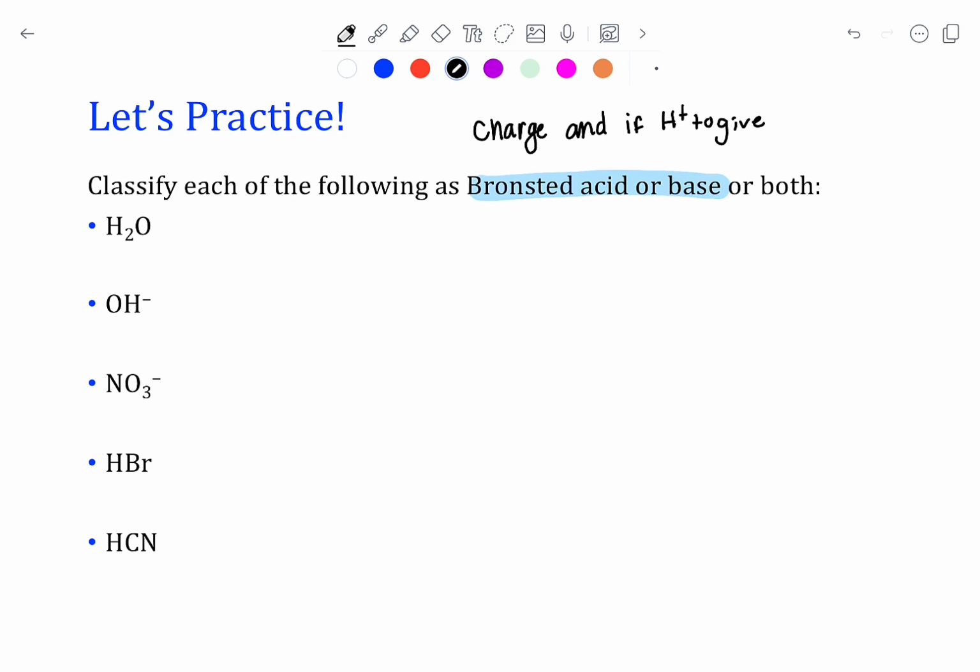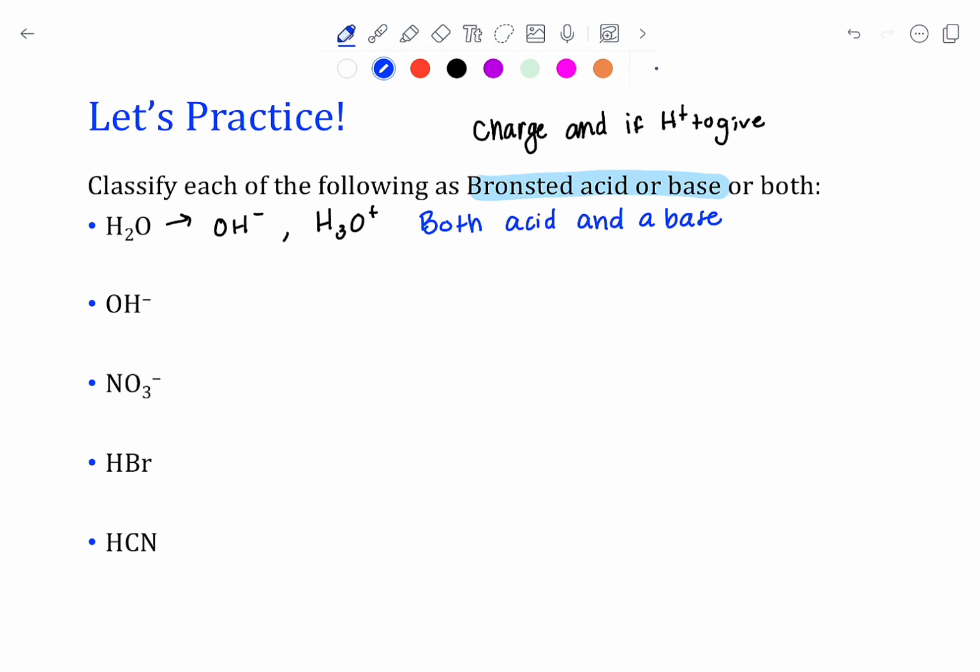Now, as we saw in our previous examples of acids and bases, water acted both as an acid and a base because it can create an OH minus, the hydroxide ion, and it can create the H3O plus ion as well. So water is one of the few things that can act as both an acid and a base. So it can accept and donate a proton. That's something very special about water, is it can act as both an acid and a base.